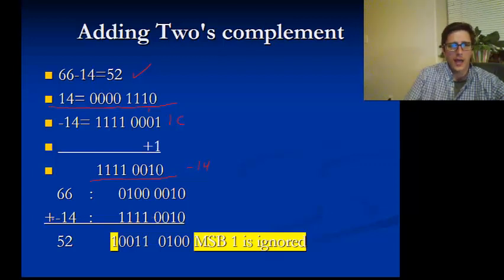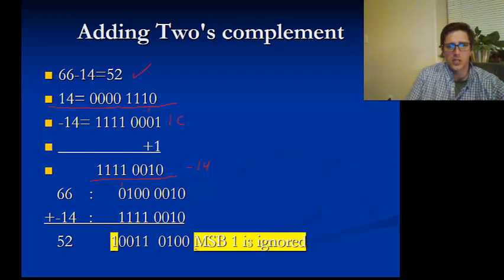Now we're adding, so basically we're doing 66 plus negative 14, and this is our negative 14. We add them, and we get a 0 right here. We get a 0, carry the 1, a 1 here, a 0. Then 1 plus 0 is 1, 0 plus 1 is 1. 1 plus 1 is a carry, so we get a 0, carry the 1. Then 1 plus 1 is a 0 and a carry, and so that is our carry.